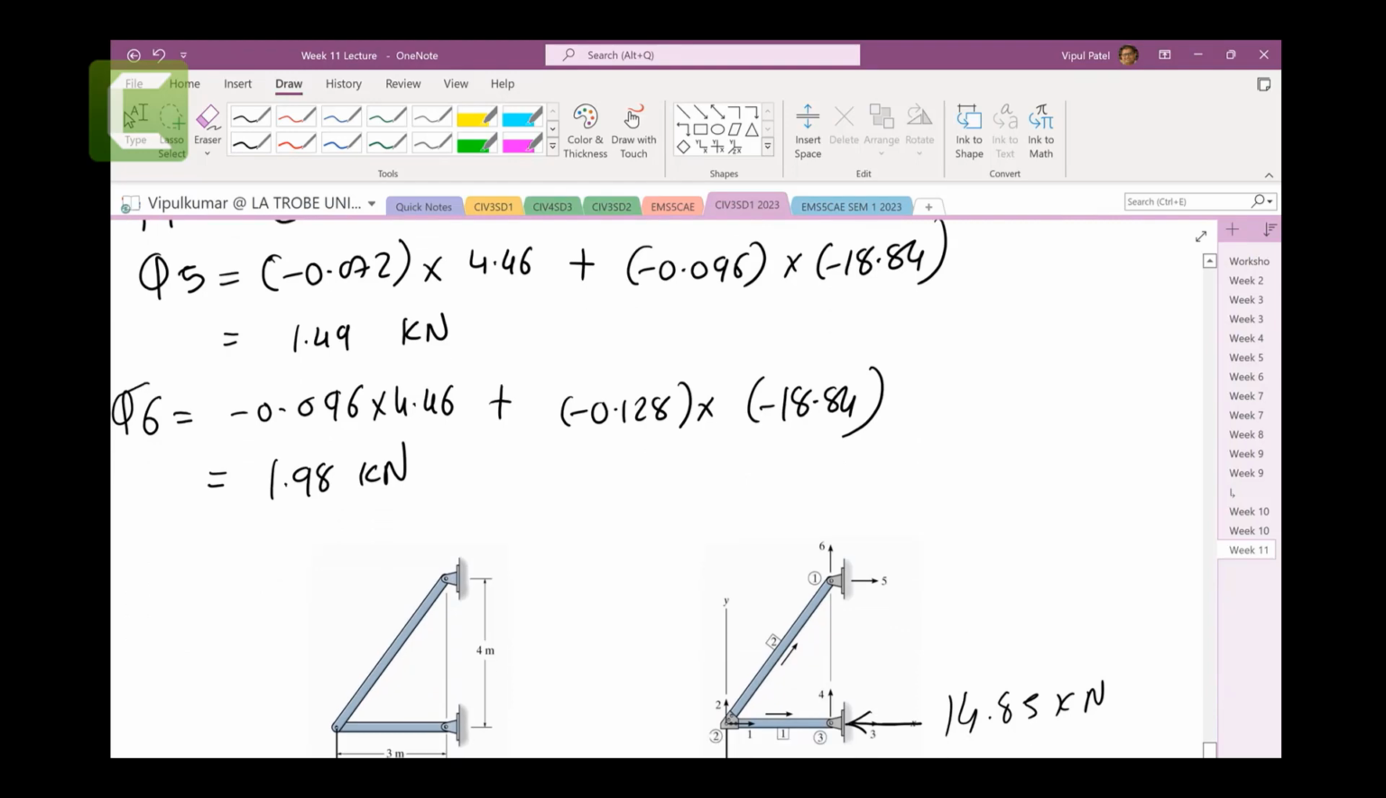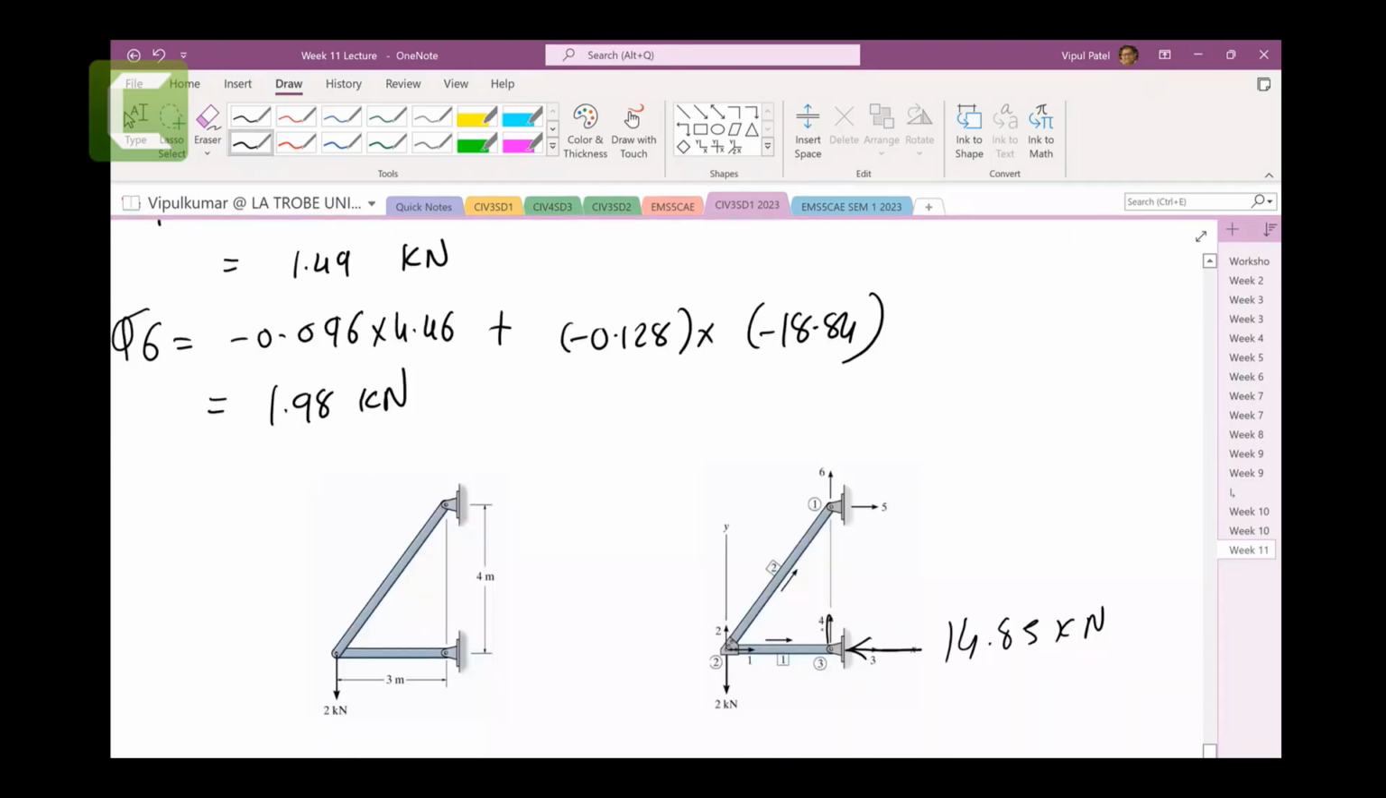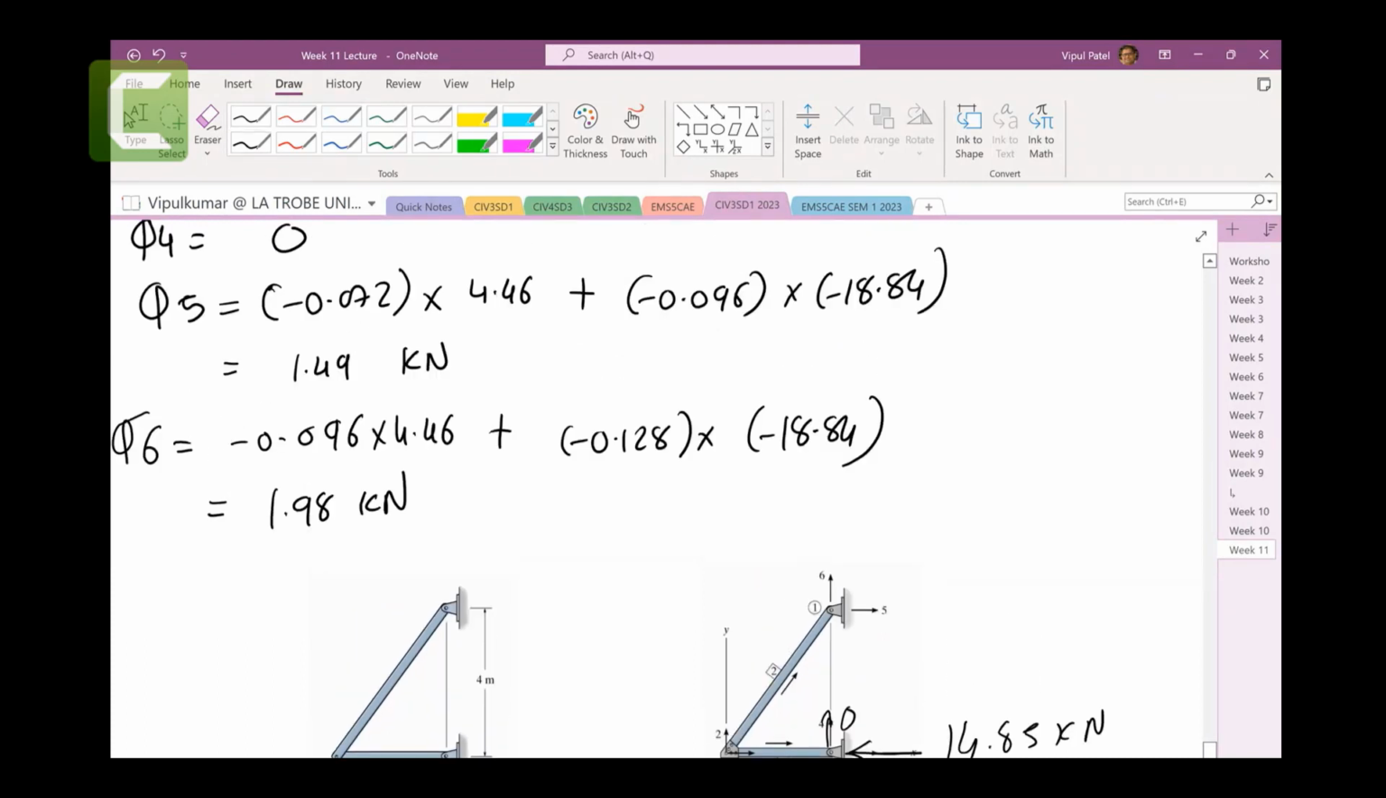Q4 is 0, so there is no force here. And this one, Q5, is going this way, and that is 1.49. And Q6 is going up, 1.98 kilonewton. So that is just a reaction force.